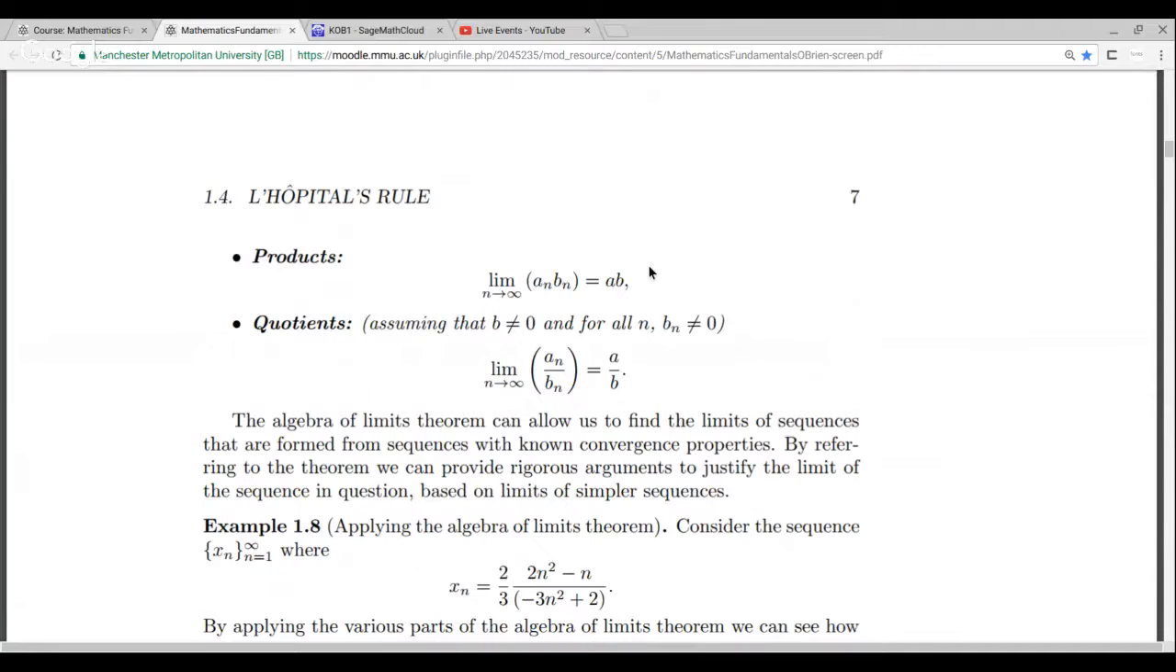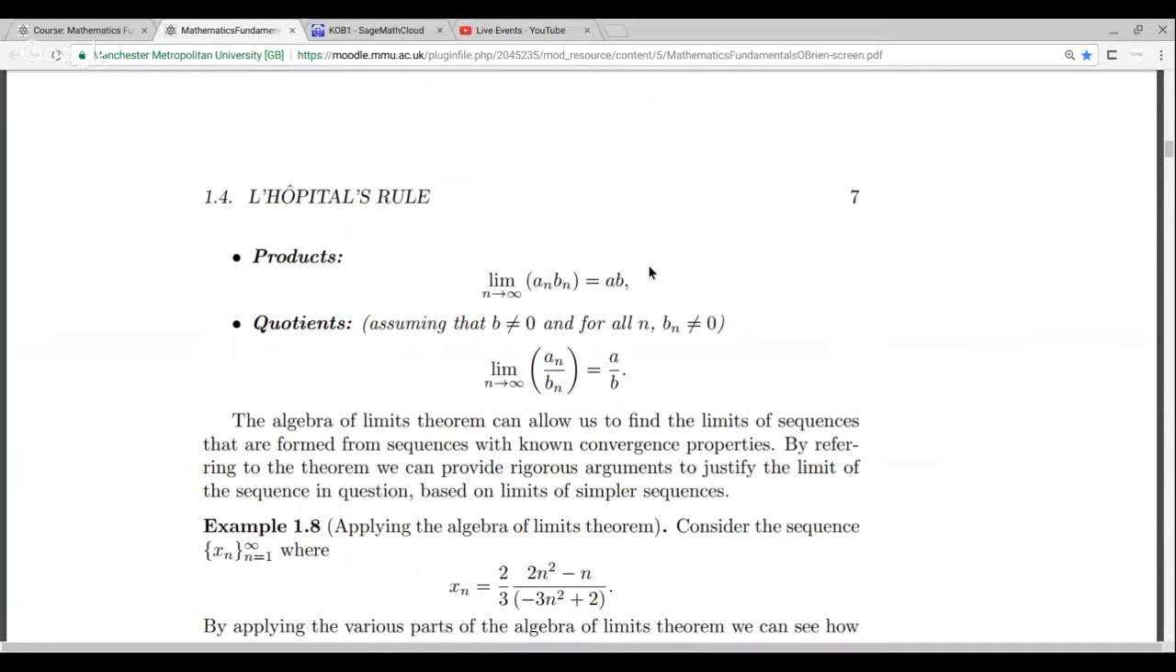And then a very similar result, except this time talking about quotients. When you're talking about quotients, putting things below the line, you have to avoid 0, because it isn't defined to divide something by 0. So in order to make sense of these fractions a_n over b_n, we have to know that b_n is never 0.